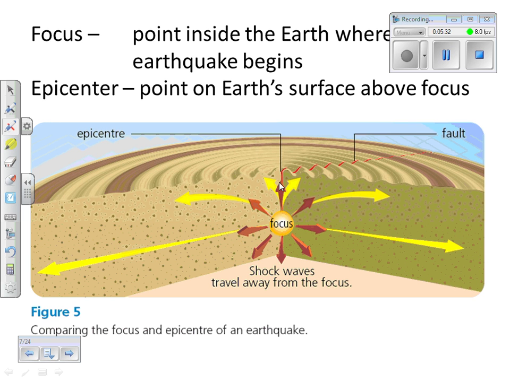Now, the epicenter is the area on the surface of the Earth above the focus. So like if there was Oklahoma City right here, the focus would be right underneath it if Oklahoma City was the epicenter. Okay, so remember the difference between focus and epicenter.